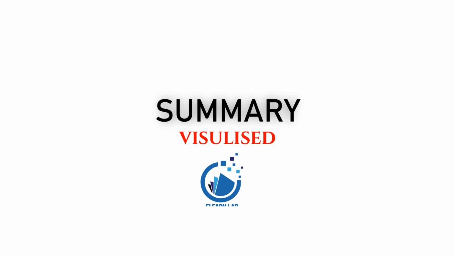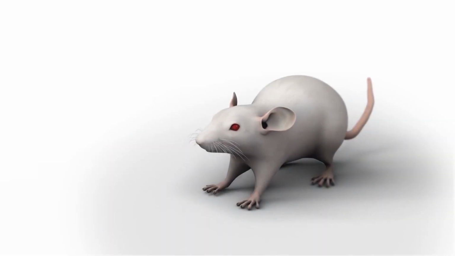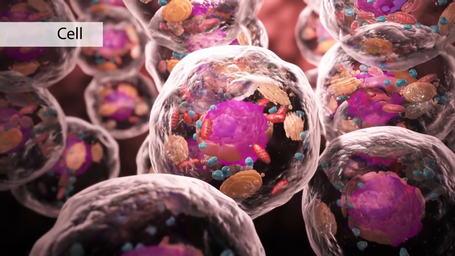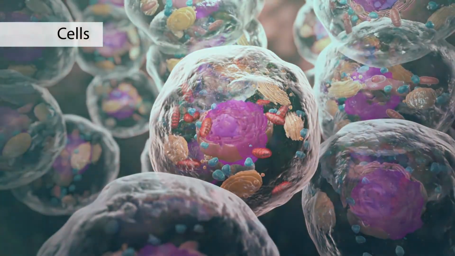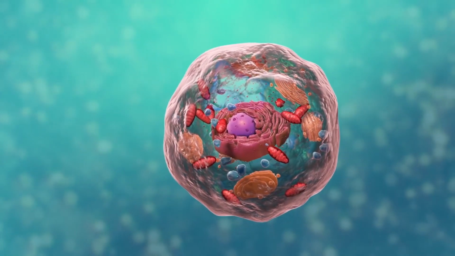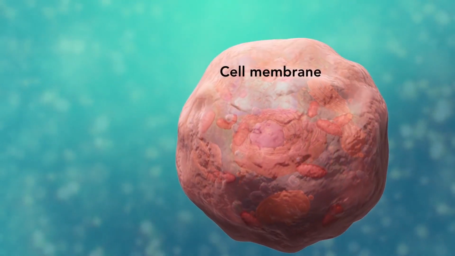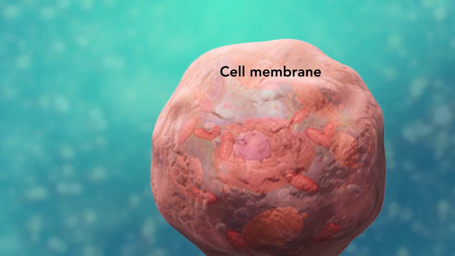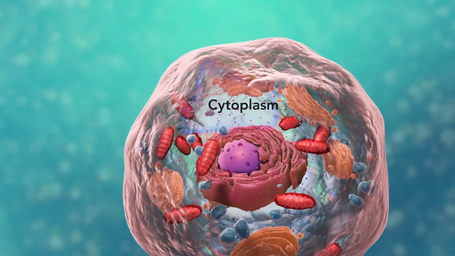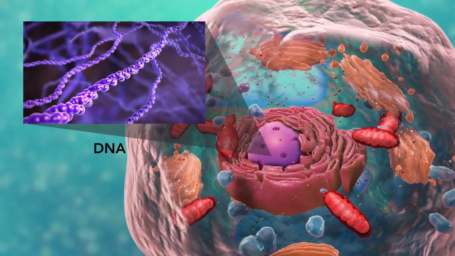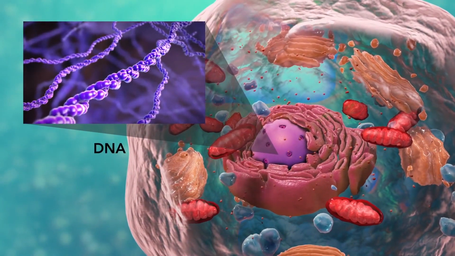Let's dive into the 3D of what a cell is. Cells are the smallest living units of an organism. All cells have three things in common, no matter what type of cell they are. All cells have a cell membrane, which separates the inside of the cell from its environment. Secondly, they have a cytoplasm, which is a jelly-like fluid, and DNA, which is the cell's genetic material.